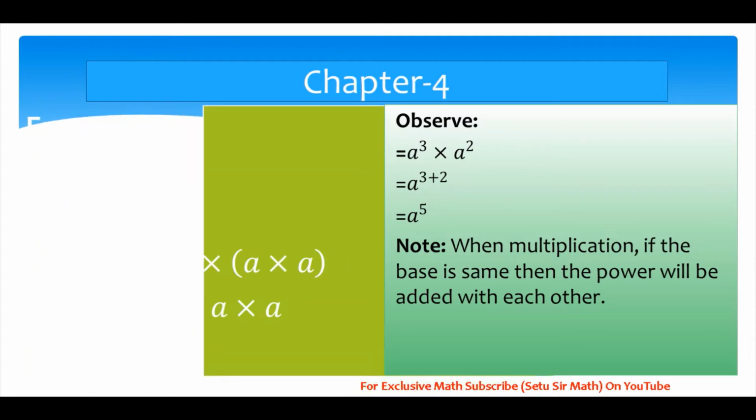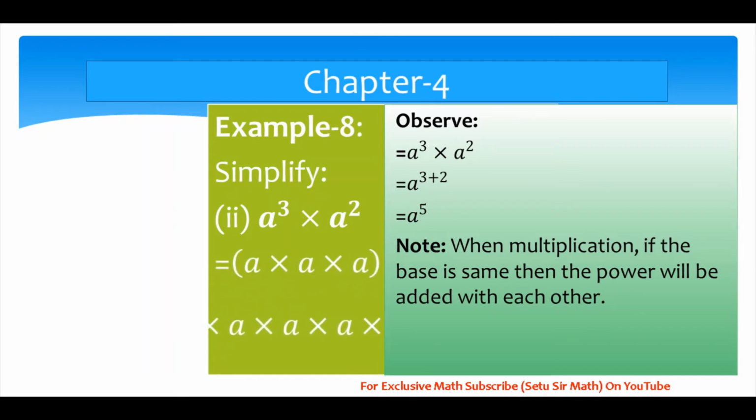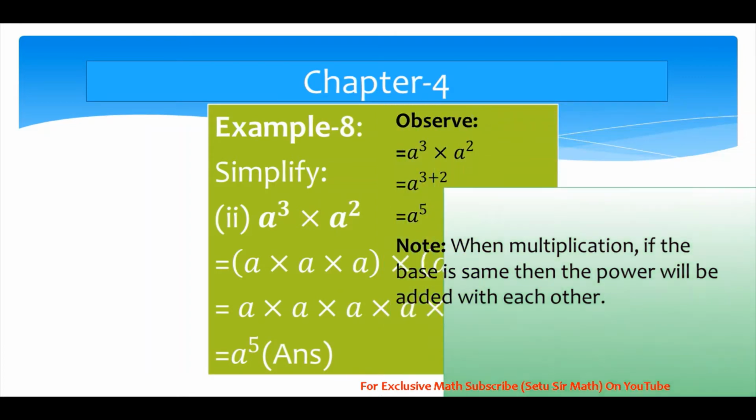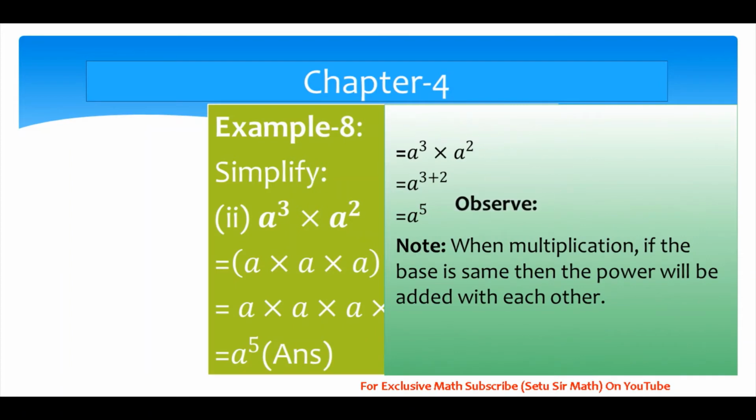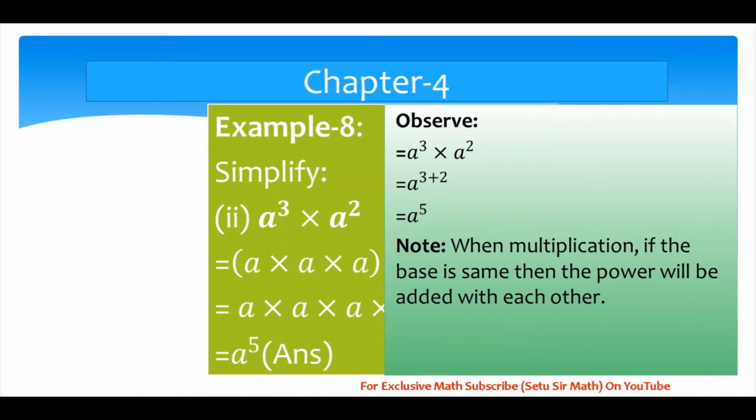Let's see again. Example 8. Simplify A cube multiplied by A square. That means A to the power 5. Observe, A cube multiplied by A square, and if we add the powers we get A to the power 5. So this note is very important.